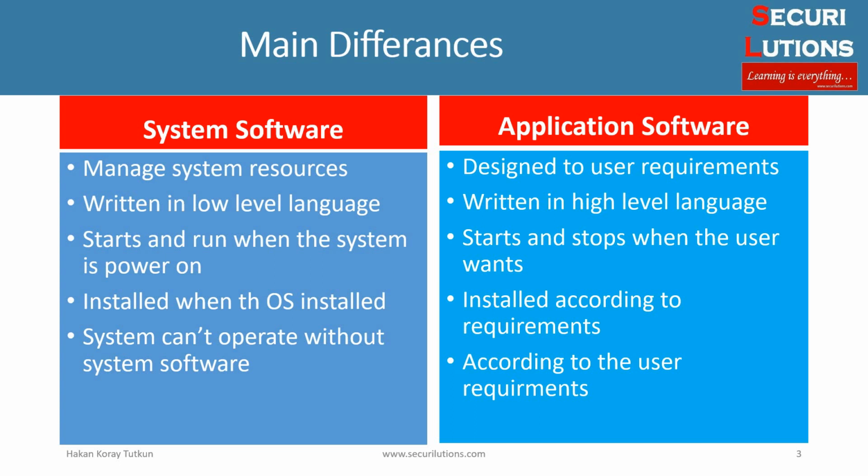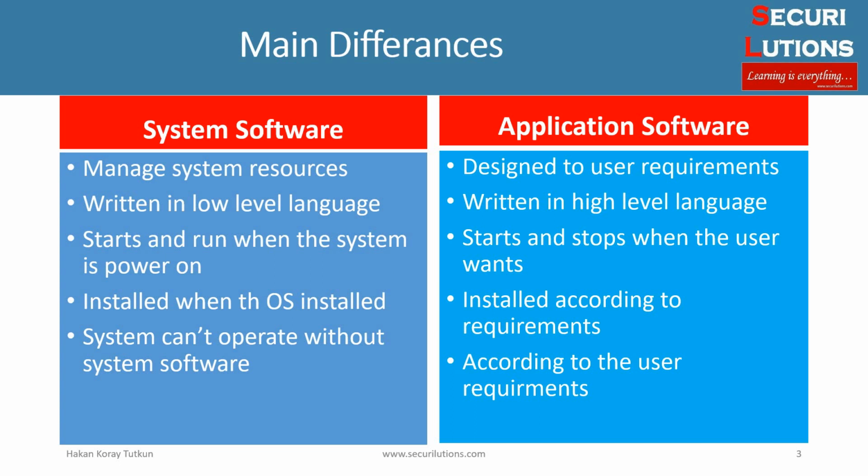Now we can talk about the main differences between system software and application software. System software is designed to manage system resources such as memory management, process management, protection and security, and also provides a platform for application software to run. On the other hand, application software is designed to answer the requirements of users performing certain tasks.